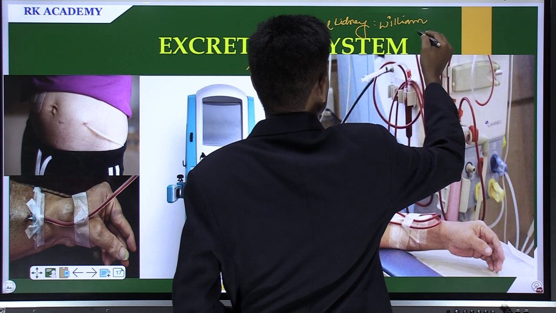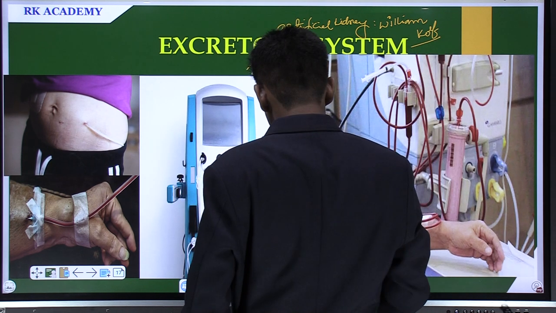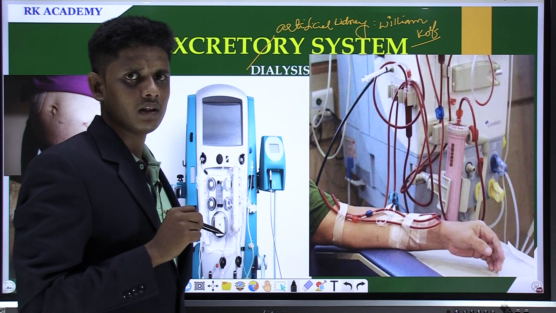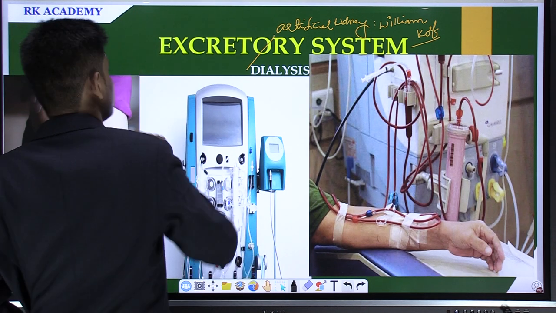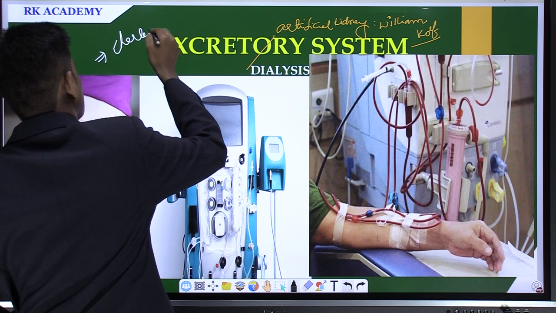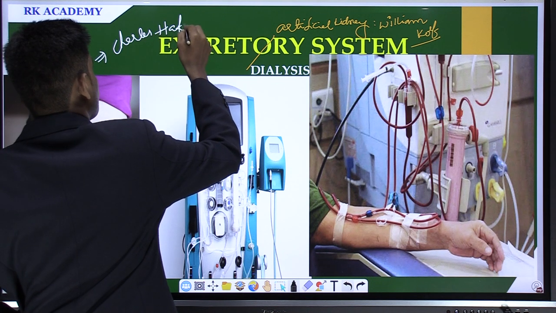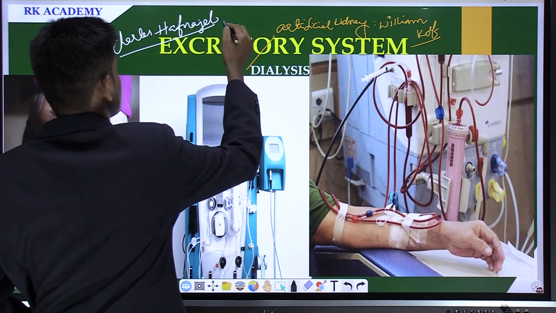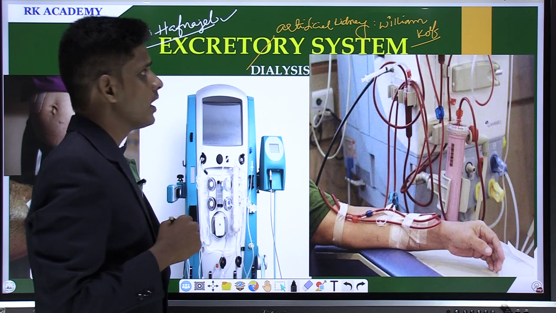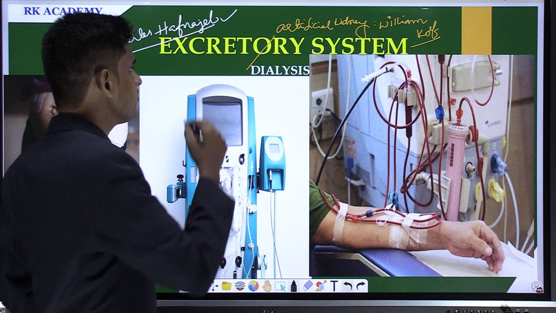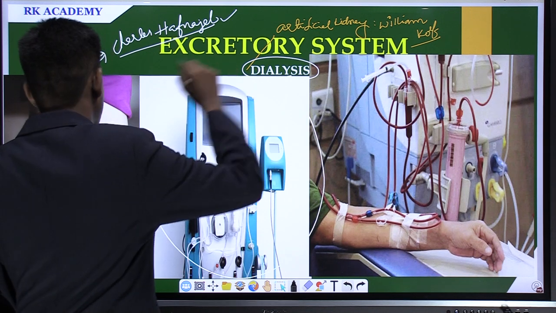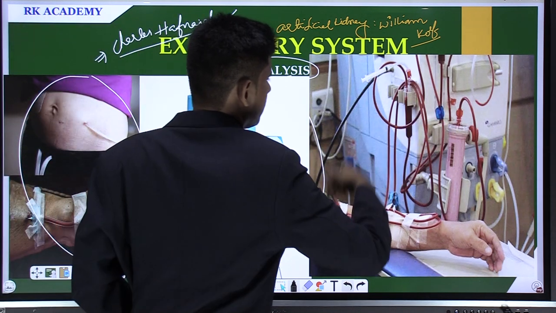Who is that? William Kolff. Can I ask you another question? Who is the first person to transplant the kidney in the world? He is nothing but Charles Hufnagel. Charles Hufnagel is the first person to transplant the kidney, and the artificial kidney was discovered by William Kolff. The artificial kidney is also nothing but dialysis. This is the dialyzer machine, and there is peritoneal dialysis and hemodialysis.